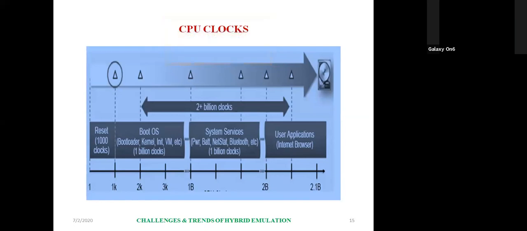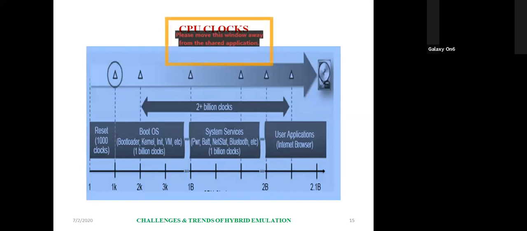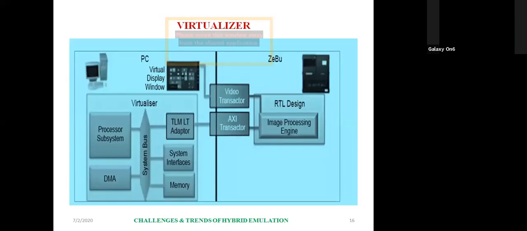So we have reset, bootloader, and kernel initialization, virtual memory, 1 billion clocks, and system services, power, PAT, Netstat, Bluetooth, so 1 billion clocks. And these are the user applications. These can connect, you can remotely do your prototyping sitting at your home. Also, you can do prototyping with your Zebu server or any emulation servers.